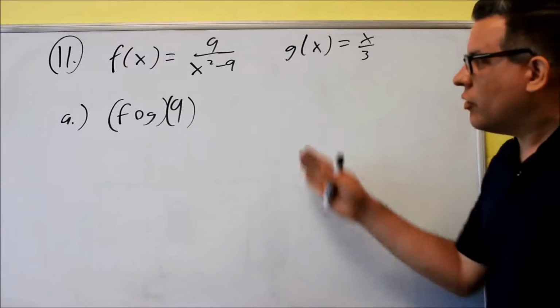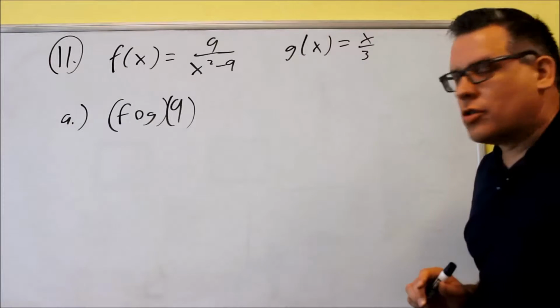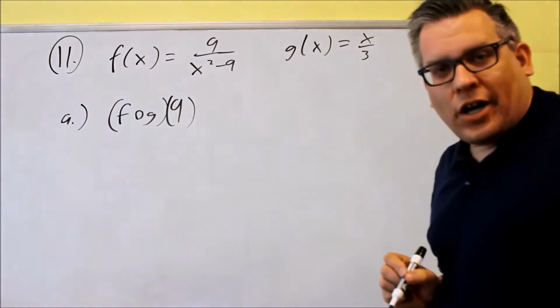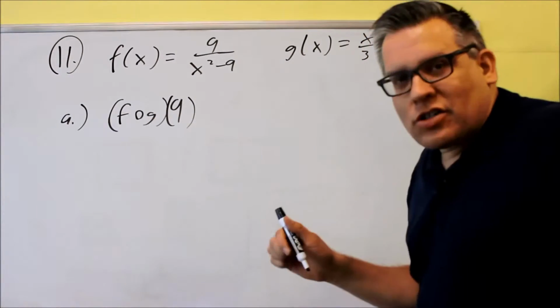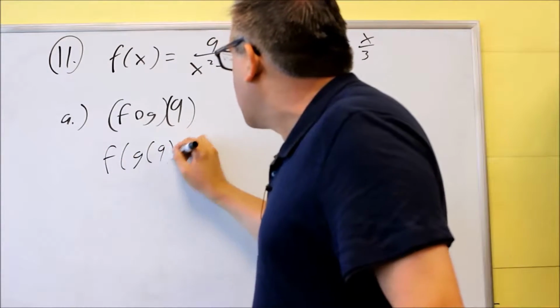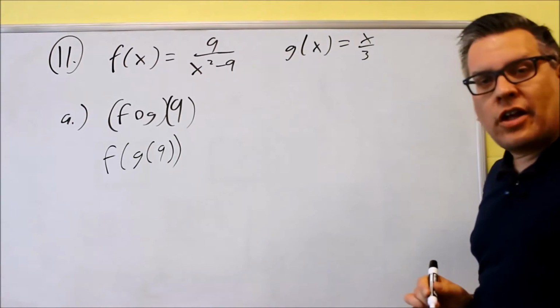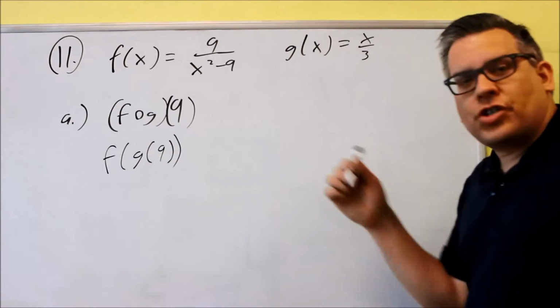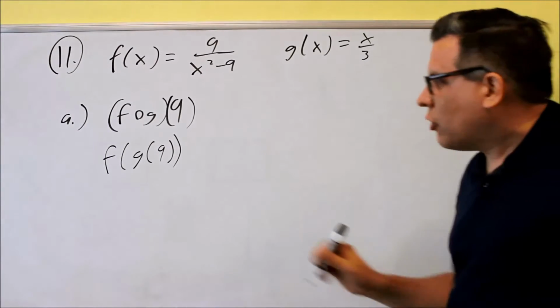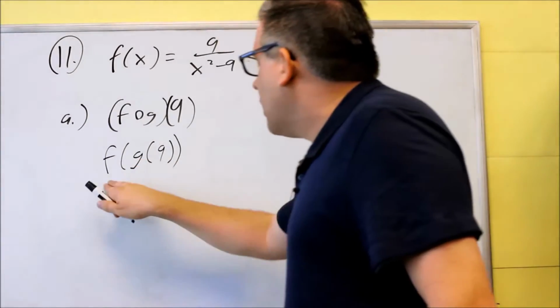Number 11 is dealing with composition of functions. So for this one here, f of g of 9, what this is actually telling us to do, if we rewrite this by using the definitions we talked about in the lecture, you can rewrite that as f of g of 9. This is saying that we're going to do g of 9 first, then we'll put our answer into the f.